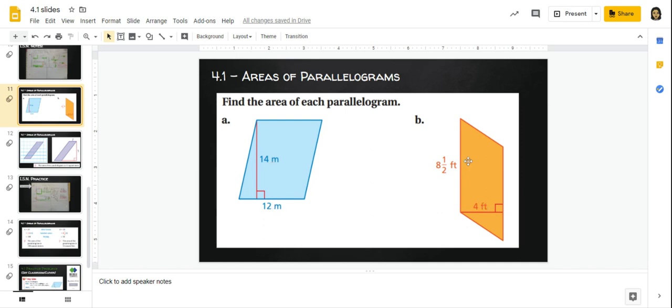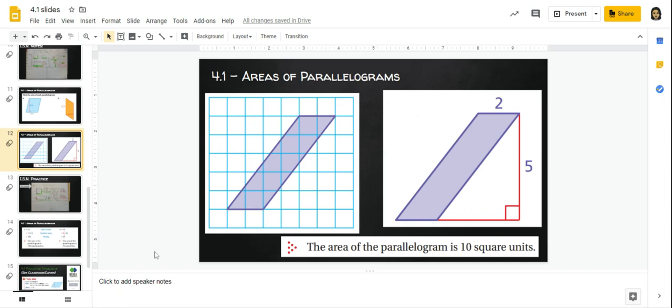Okay. And again here for example B, 4 feet is the height, because this is just a parallelogram that's turned on its side. And the base is here 8.5 feet. So remember, as I've said all year, fractions and decimals aren't going away. So we're still going to be expected to perform different operations with decimals and fractions as well.